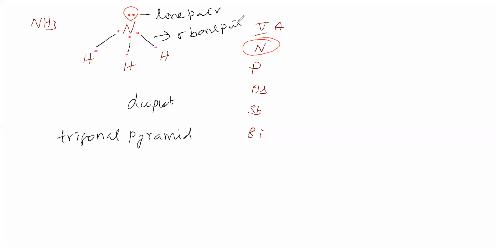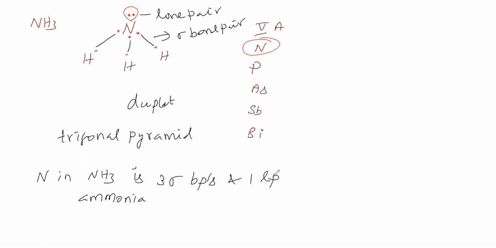How many sigma bond pairs does nitrogen have? 3 sigma bond pairs. So nitrogen in ammonia, NH3 is called ammonia, has 3 sigma bond pairs and one lone pair. Okay, this is about ammonia. Next compound we will take is water.